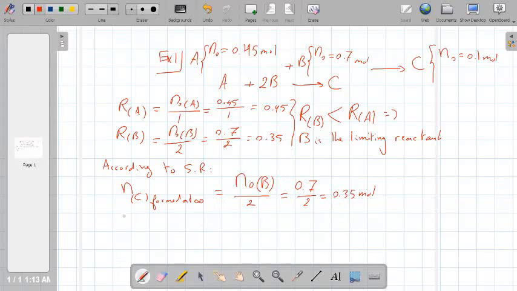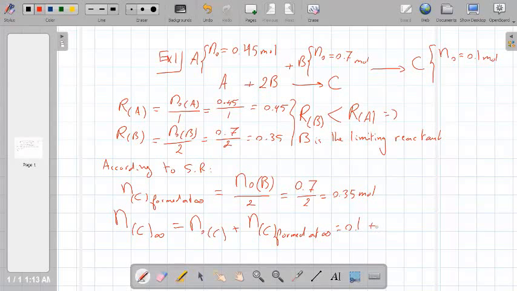But the number of moles of C at the end of the reaction, that means at infinity, equals N0 of C plus the number of moles of C formed at infinity: 0.1 plus 0.35 equals 0.45 mole. This is the maximum number of moles of C. The maximum limit should be 0.45.